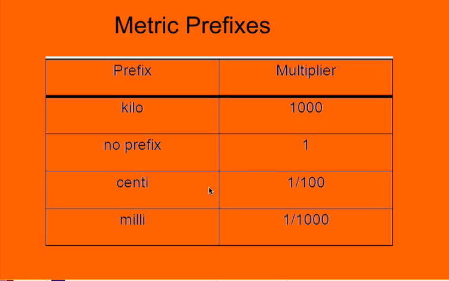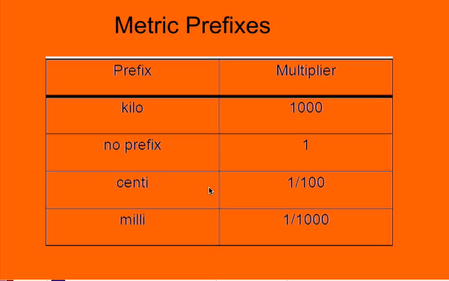The other ones that are going to be common that you'll hear are centi, which is 1/100th. So a centimeter is 1/100th of a meter. A millimeter is 1/1000th of a meter. A milligram is also 1/1000th of a gram.